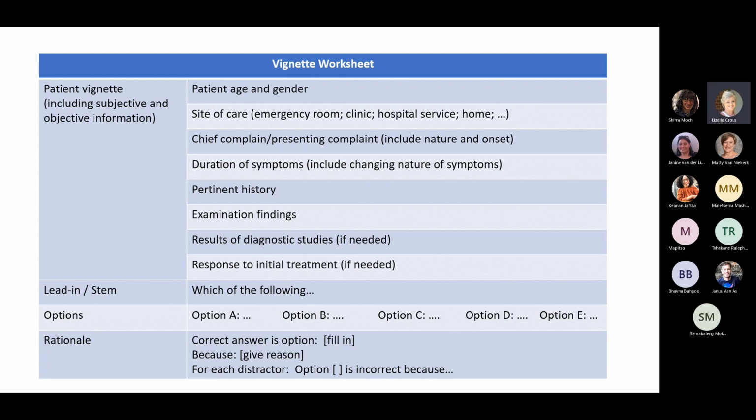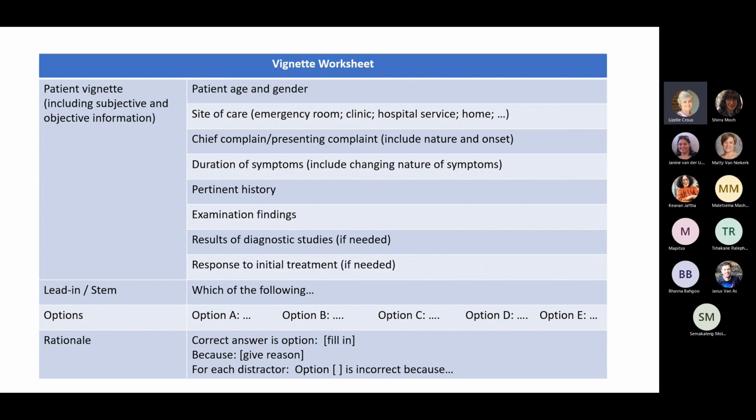Great. So the first part, you can see the vignette is in 4 parts. It's the story, and those are the general information that you can include to guide your question. Then it comes into the lead-in or the actual question that you're going to ask, which of the following or whatever question you're going to have, structured in a certain way. Then you have your options, option A, B, C, D, and E, and then we get to the final part, the rationale.